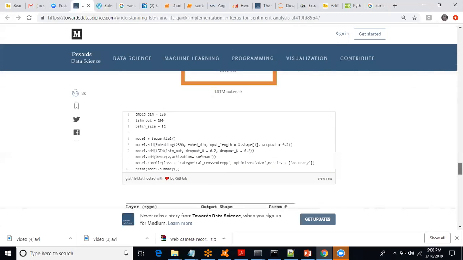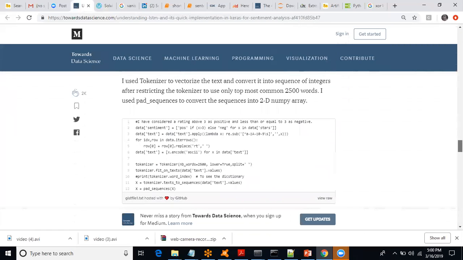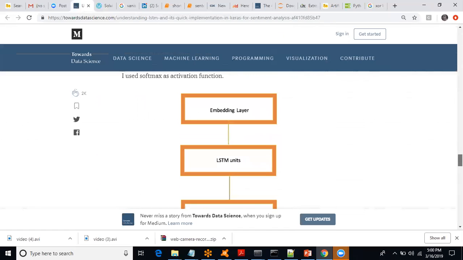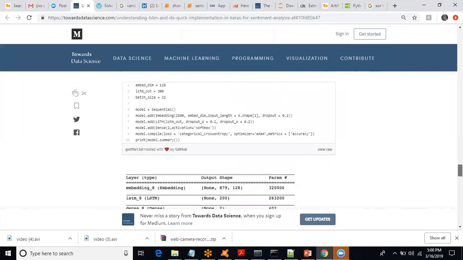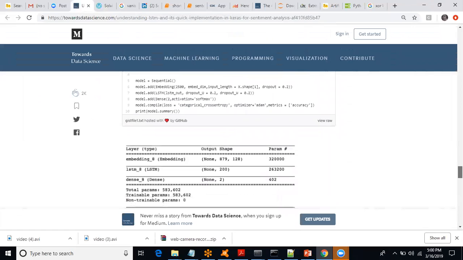Can you go to the LSTM network? No, further down. Yeah, here, the embedding layer, softmax layer. No, absolutely. Can you go?